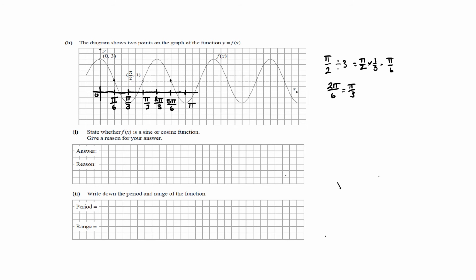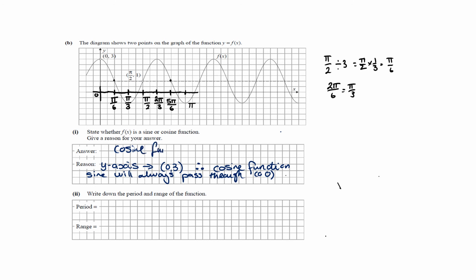It first of all says, state whether f of x is a sine or a cosine function. So the first thing we want to look at is where it crosses the y-axis. On the y-axis, the point that we have is 0, 3. Therefore, it's a cosine function. And the reason is sine will always pass through 0, 0. Okay, so it is a cosine function.